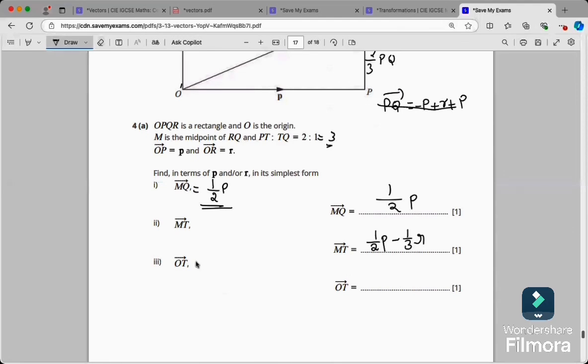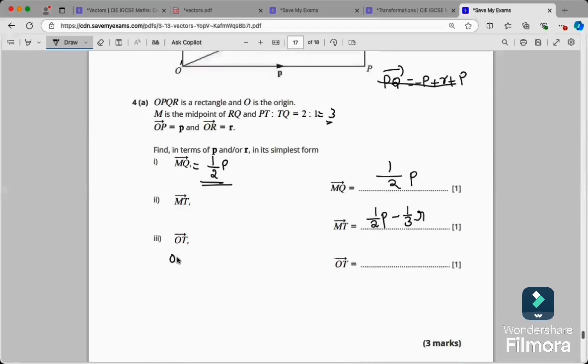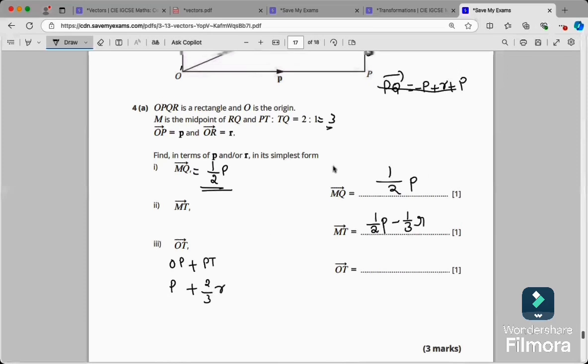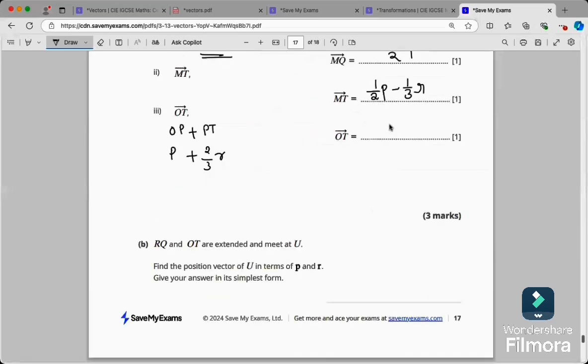Okay. Now you need to find out OT, O to P, P to R. Or yeah, that will be better: O to P and P to T. So O to P is P, and the P to T. So PT is 2 by 3 of PQ, which is R, right? PT is on the line PQ. So PQ is going to be R. So you can take it as 2 by 3 R. Hence it is P plus 2 by 3 R.